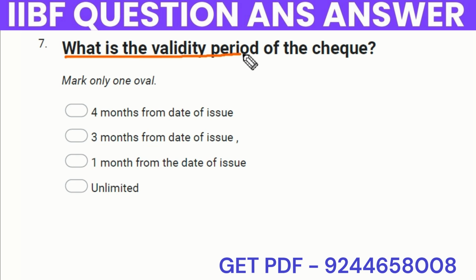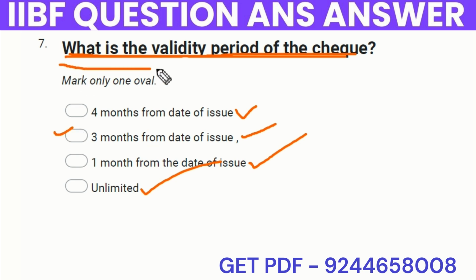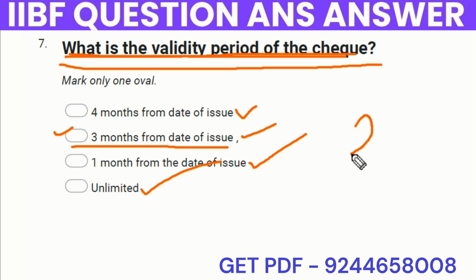Next question. What is the validity period of the check? First option, 4 months from date of issue; second option, 3 months from date of issue; third option, 1 month from date of issue; fourth option, unlimited. 3 months from date of issue is the right answer. Second is the right answer.